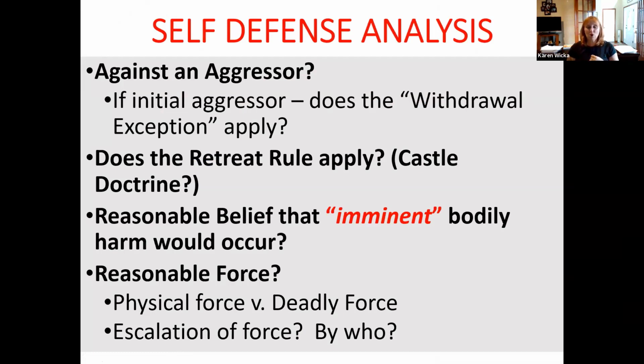So the first question is, who is the aggressor? Is it self-defense against an aggressor? When you read the scenario, who is the initial aggressor? If the initial aggressor is the person claiming self-defense, they lose self-defense. You cannot be the initial aggressor. And it doesn't necessarily mean the initial aggressor of physical force. You can verbally be very aggressive towards somebody and make them fear that you're going to hurt them with your words. That's enough to be an initial aggressor, okay? So who started it? If the person claiming self-defense is the one that started it, they lose their self-defense.